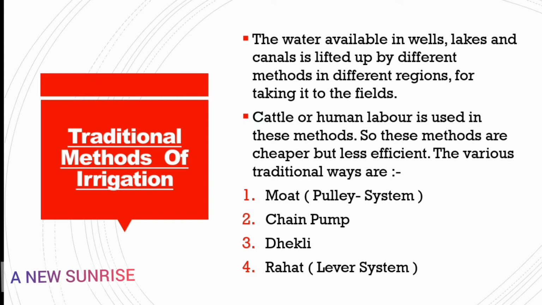Next, the topic is traditional methods of irrigation. The water available in wells, lakes, and canals is lifted up by different methods in different regions for taking it to the fields. Cattle or human labor is used in these methods. So these methods are cheaper but less efficient. The various traditional ways are moat, or you can say pulley system, chain pump, dhekli, and rahat, or you can say lever system.